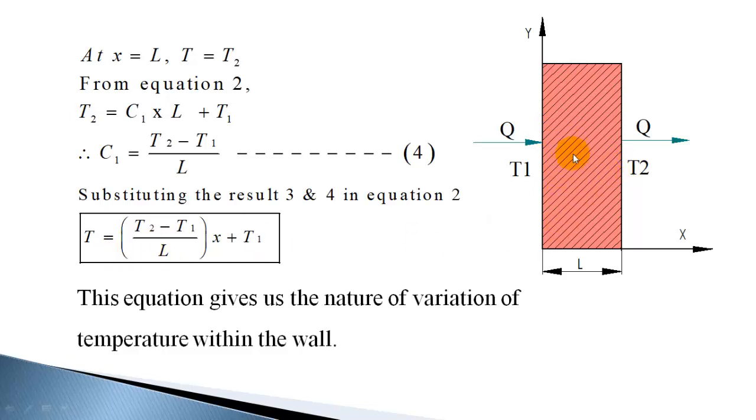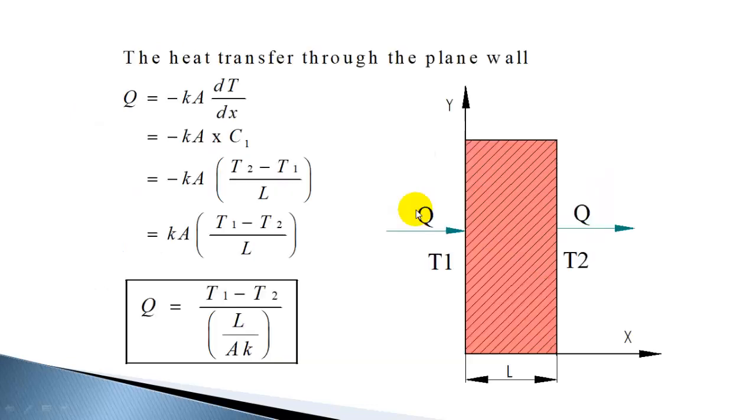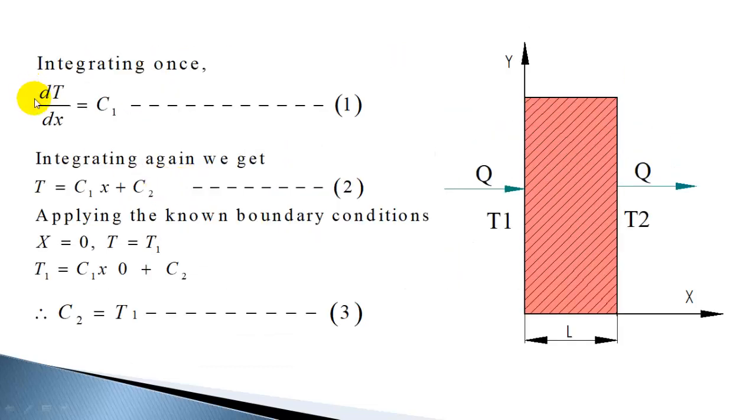And using this equation you can find out the temperature at any point inside, any interior point. You can find out the temperature by substituting the distance from the left end of the slab. Now the heat transfer through the plane wall per unit time, so that you can find out, we have that Fourier law of heat conduction, Q is equal to minus K dT by dx, and we already know the temperature gradient. Temperature gradient dT by dx is C1. Starting we got dT by dx as C1.